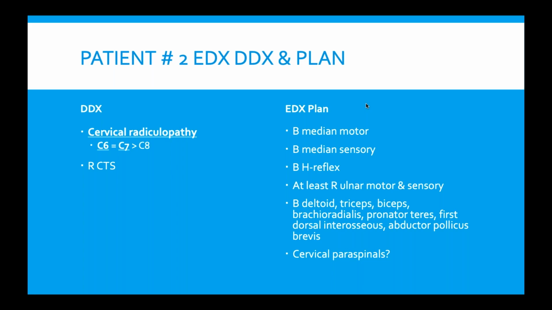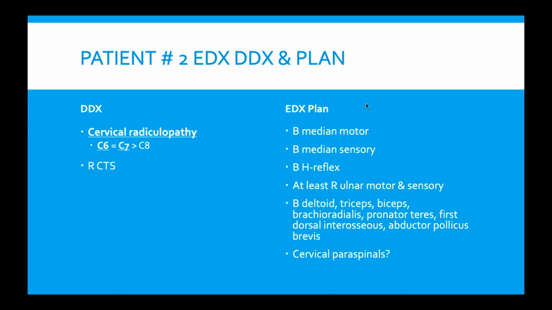So the electrodiagnostic plan is kind of straightforward. Bilateral median motor, bilateral median sensory to help evaluate for carpal tunnel syndrome. Because it is a radiculopathy, and it is likely of the C6, C7 levels, the bilateral H-reflex would be helpful in this patient. At least the right ulnar motor and sensory is indicated as the more symptomatic side, but it's not incorrect to do both ulnar nerves, motor and sensory.